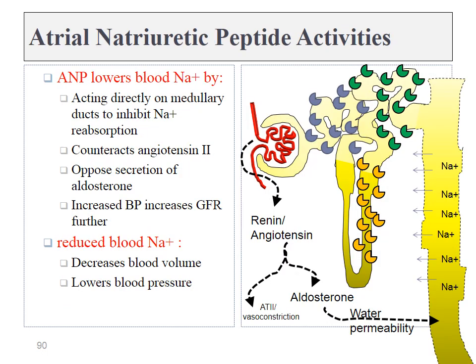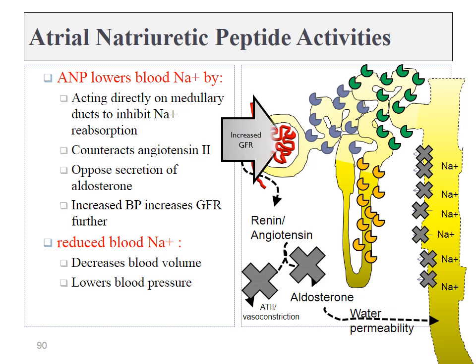The natriuretic peptides also antagonize the effects of angiotensin II, which blocks its ability to trigger vasoconstriction and also blocks the reabsorption of sodium and then water throughout the nephron. So the natriuretic peptides reduce blood pressure by two major mechanisms: increasing GFR and reducing reabsorption.